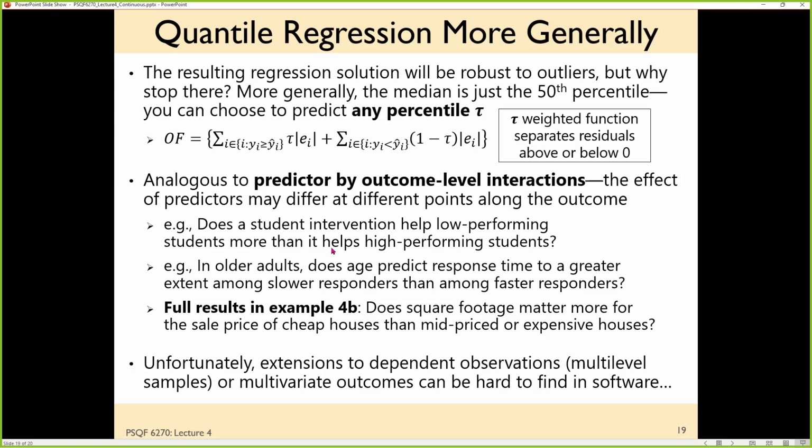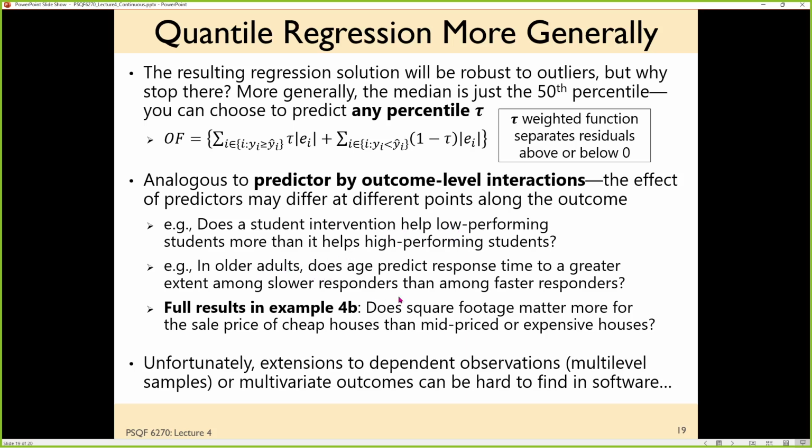So for instance, if I have an intervention that I'm going to examine, does it help students who are lower on my outcome more than it helps students who are higher? If I have a question like that, that's a reasonable thing, right? Because higher performing students probably have less room to grow. Most tests have some kind of ceiling effect, so you may see a stronger effect of an intervention amongst lower performing students. That would translate into predicting, say, the 25th percentile as opposed to the median.